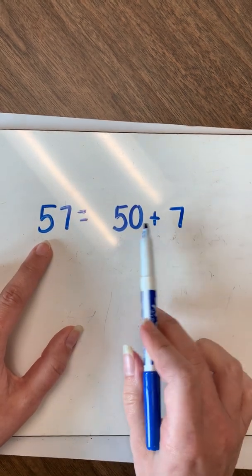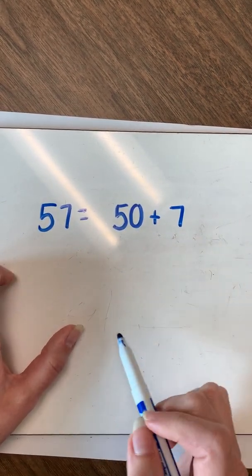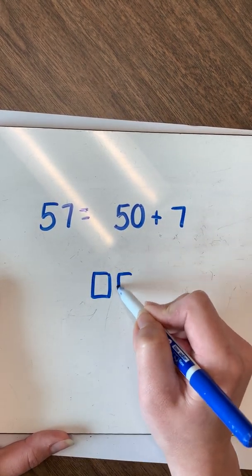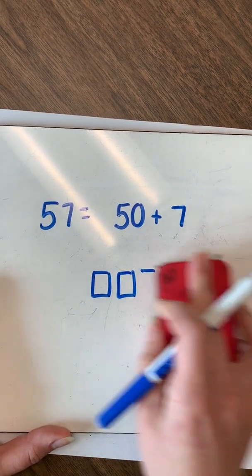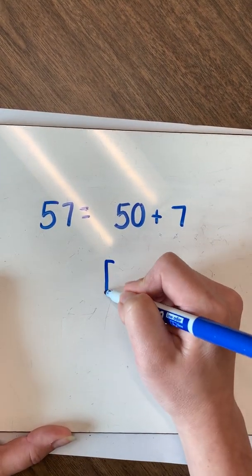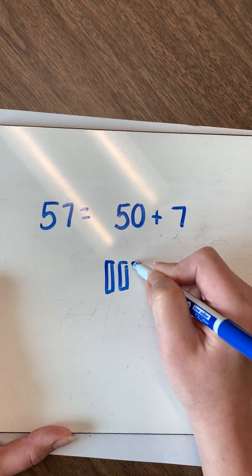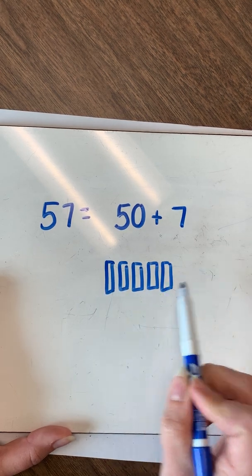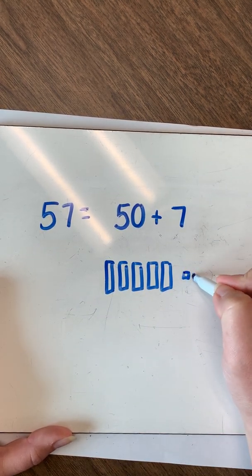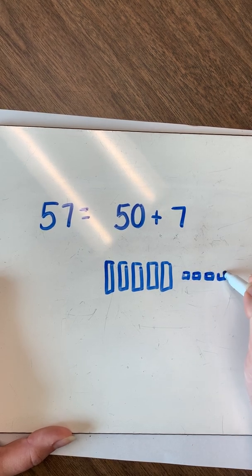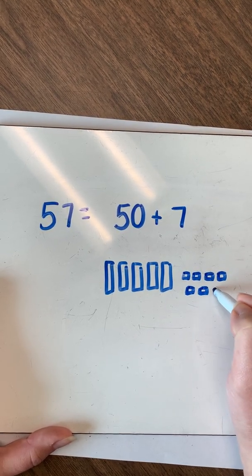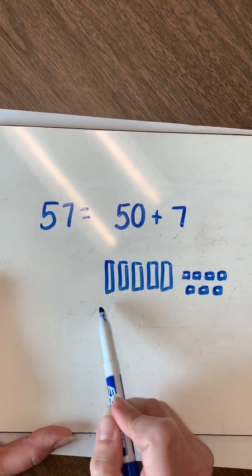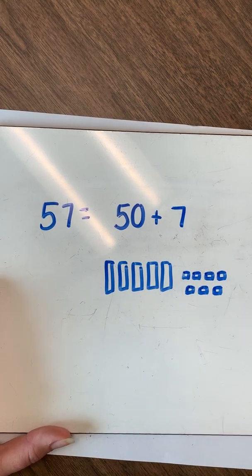Remember, my friends, this is showing our pictures. We have 5, oops, I'm doing my hundreds. 5 sticks to show 50. 10, 20, 30, 40, 50. And then 7 cubes to show my 7. 57. 50 plus 7. Here's my sticks and my cubes.